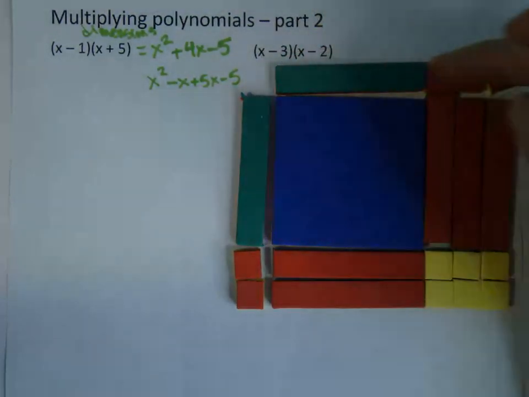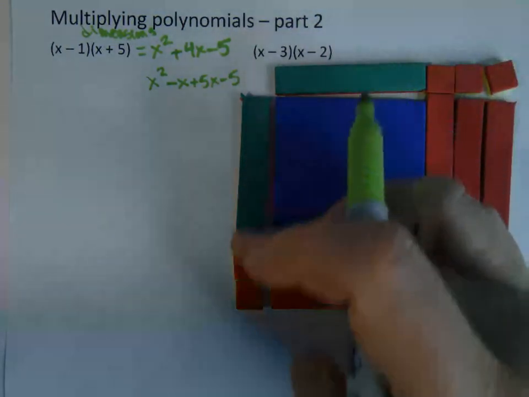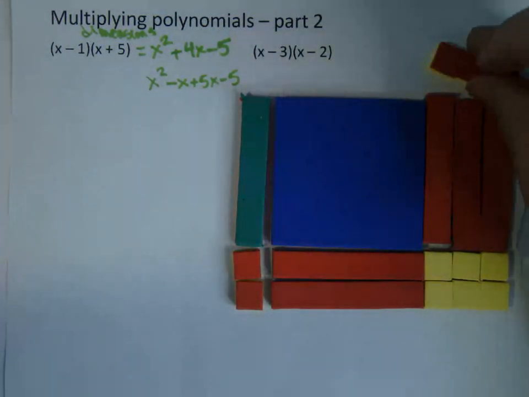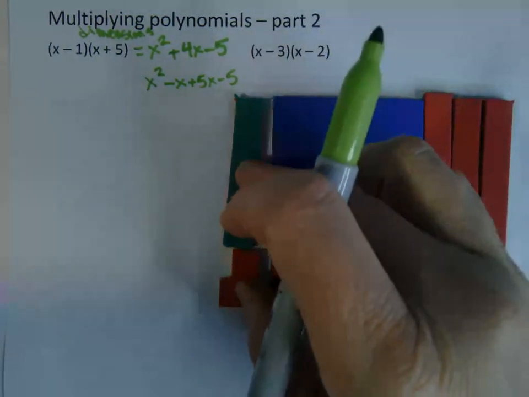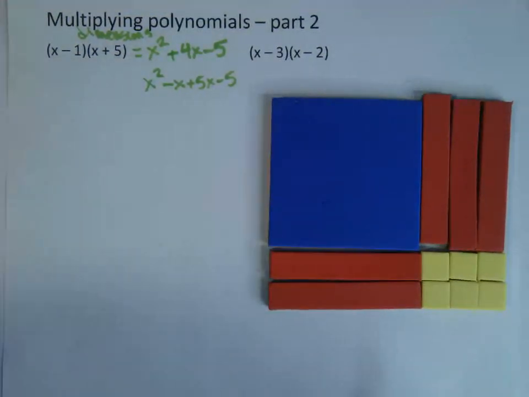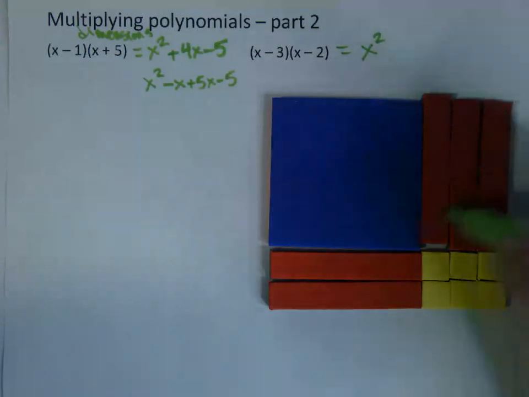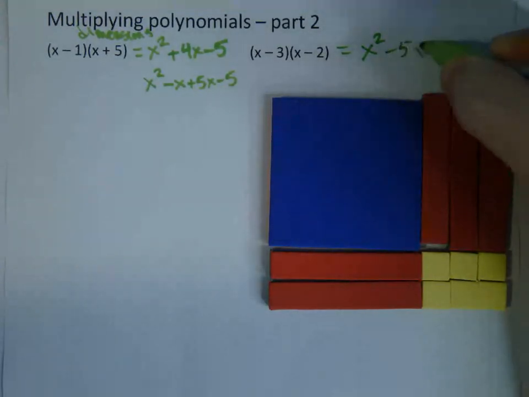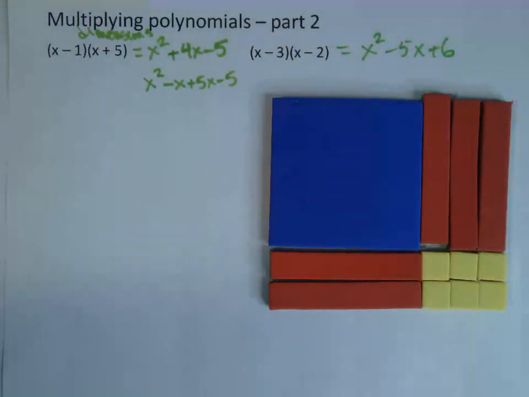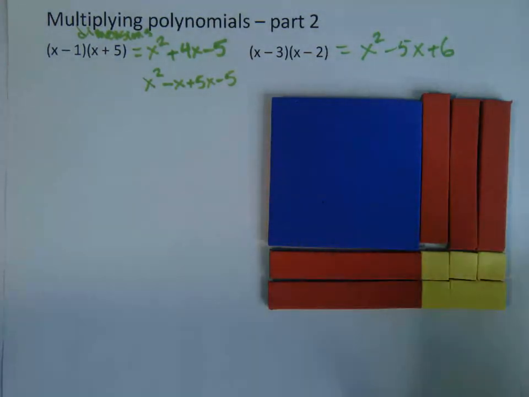So the dimension is x minus 3 by x minus 2, but the dimensions are not the final answer. The final answer is the area. The area is x squared minus 5x plus 6. Yes, this is challenging. Where do the positives and negative areas go?